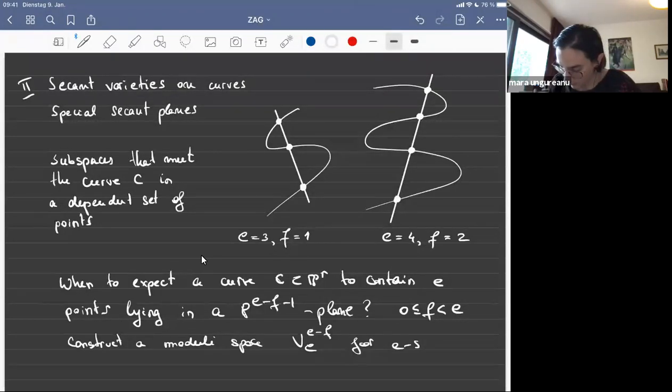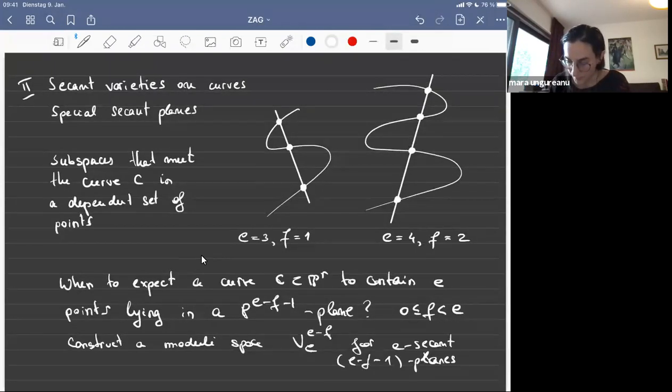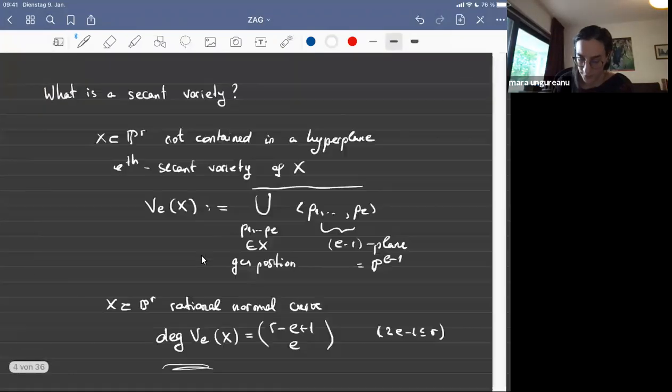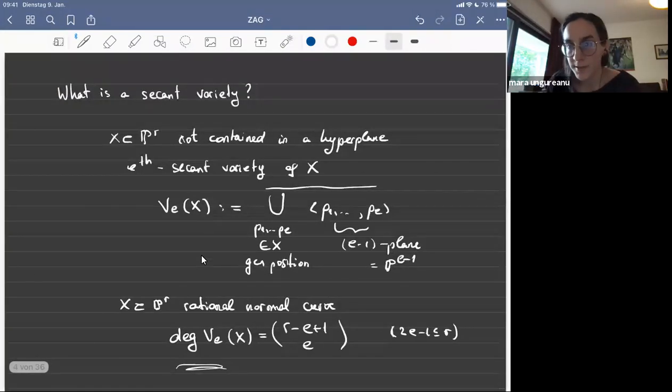For the e-secant (e minus f minus 1)-planes. All right. So this is what we should do right now. And of course, when I first introduced these secant varieties on the previous page, you could imagine that, okay, I have some planes in projective space, maybe I could try to do this using some Grassmannians and so on. And you would be right. This is exactly the way you could do this.